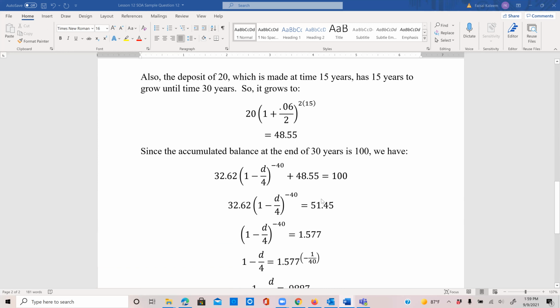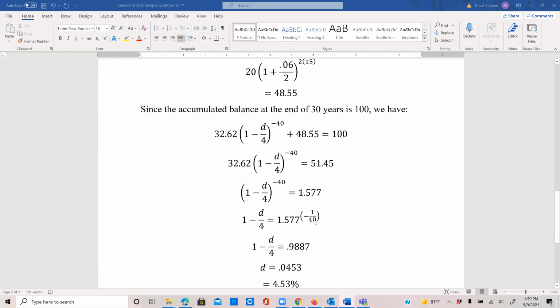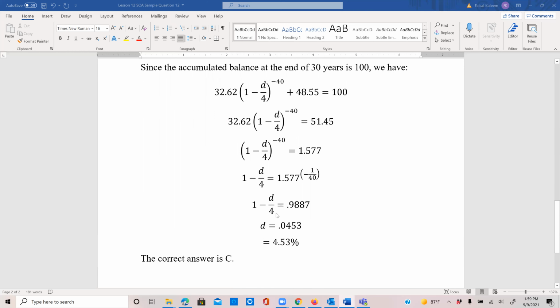We first subtract 48.55 from both sides, and we divide by 32.62, and then you take the negative 40th root of both sides. So we end up with 1 minus D over 4 equals 0.9887. And then when you do further algebraic manipulation, and you move D over 4 to the right side, subtract the 0.9887 on the left, and then multiply by 4. So we end up with D equals 0.0453, which is 4.53%, and that's choice C.